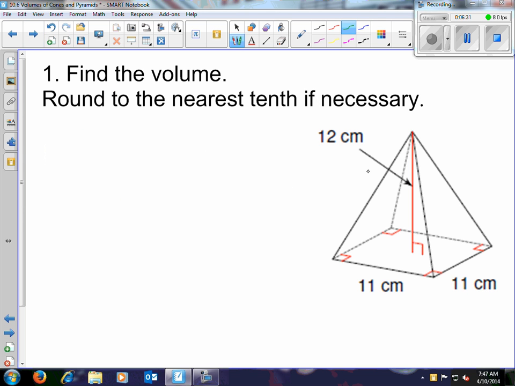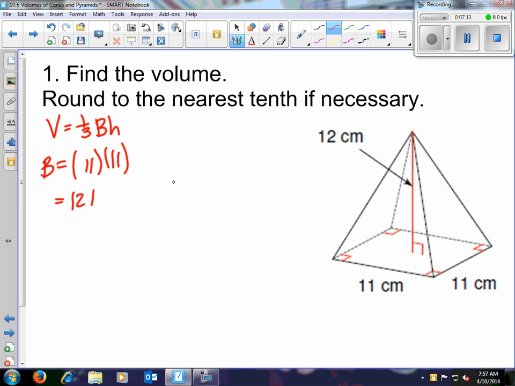Okay, almost done. Now we just have to do pyramids. So it says find the volume and round to the nearest tenth. Remember that our volume formula for our pyramid is the same as for the cone. So I have volume equals 1/3 times the area of the base times the height. Now the only difference with this one is that we have our base, which is now a square. So we're going to do the same thing, except we have our base equals base times height of our base, so 11 times 11, which is 121.